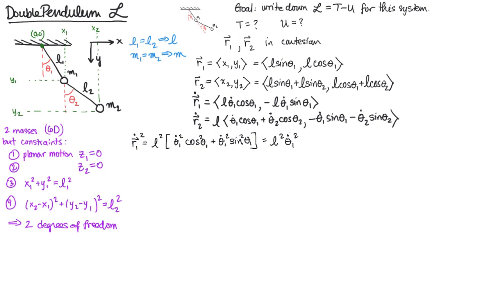The r2 term is a little bit more involved. r2 dot squared, rather. We have this overall L squared, and then we're going to get 3 terms from here and 3 terms from here. So first we're going to get a theta 1 dot squared cosine squared plus theta 2 dot squared cosine squared of theta 2. And then the cross term will give us plus 2 theta 1 dot theta 2 dot cos theta 1 cos theta 2.